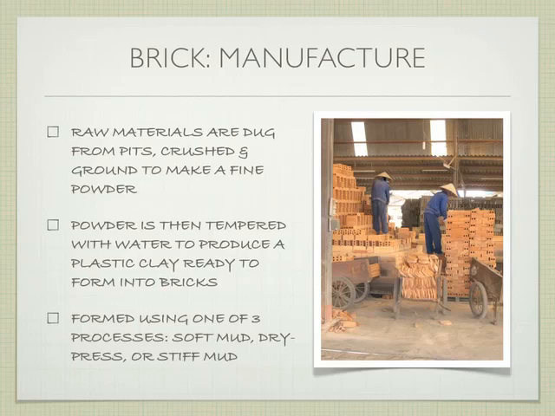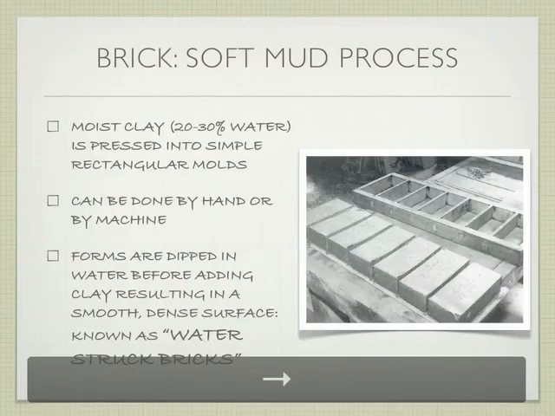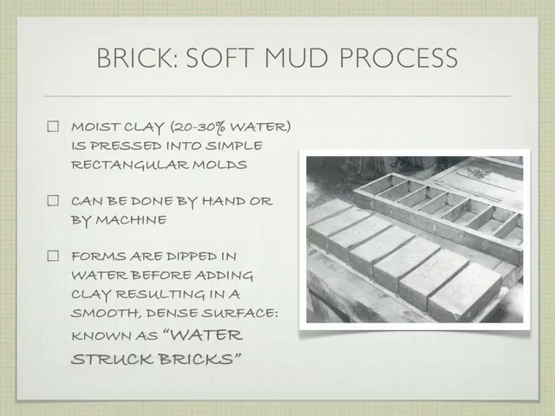And the brick is going to be formed using one of 3 processes. And we'll talk about these 3 processes in the next several slides. The first is called a soft mud process. The second is a dry press process. And the last is a stiff mud process. And they're all slightly different, and they're all based on whatever raw materials you have that you're going to make the brick with. Depending on the quality of the materials, you want to use one or the other of these.